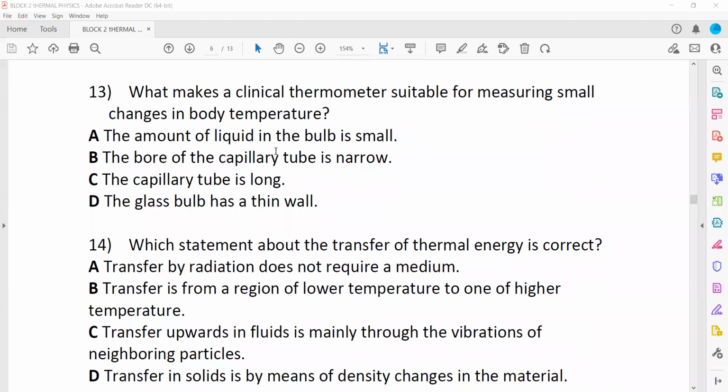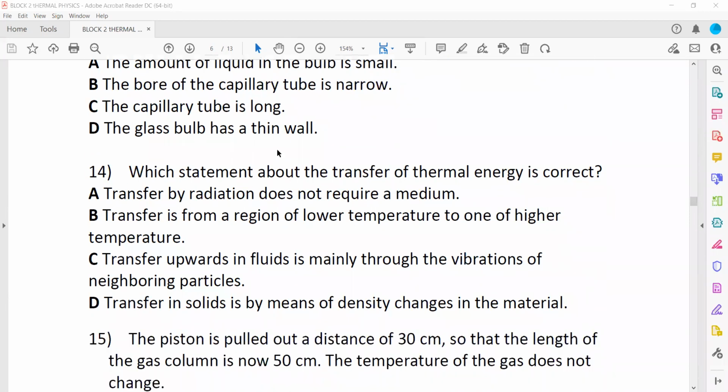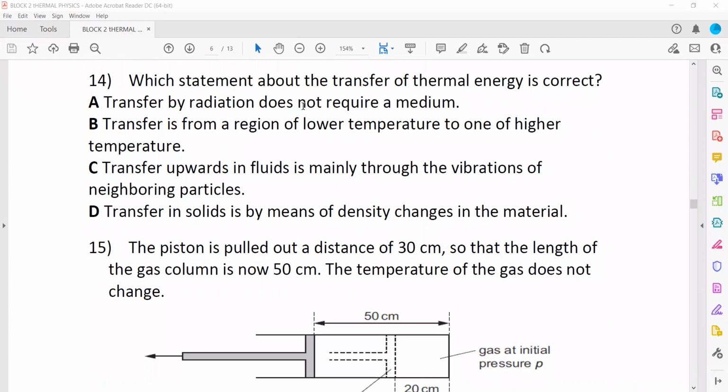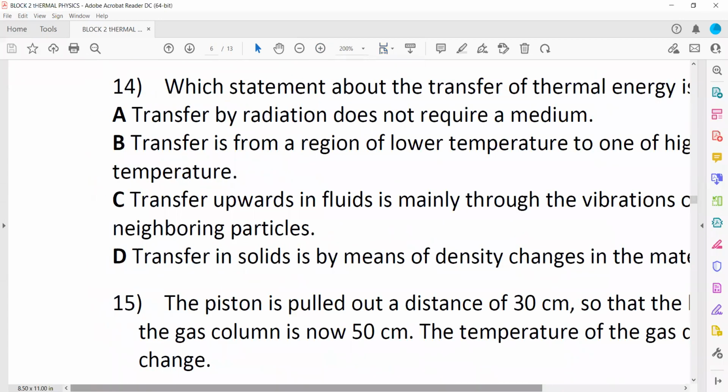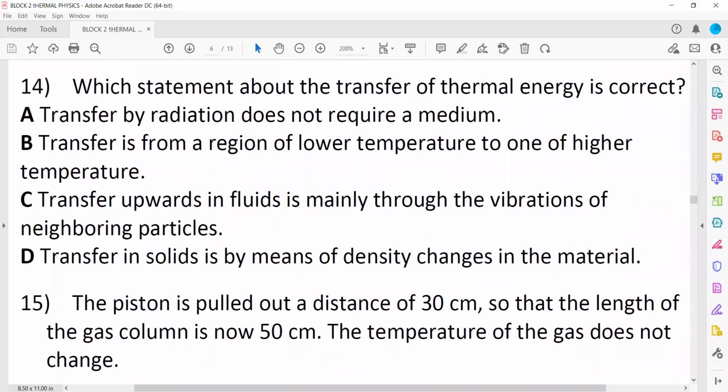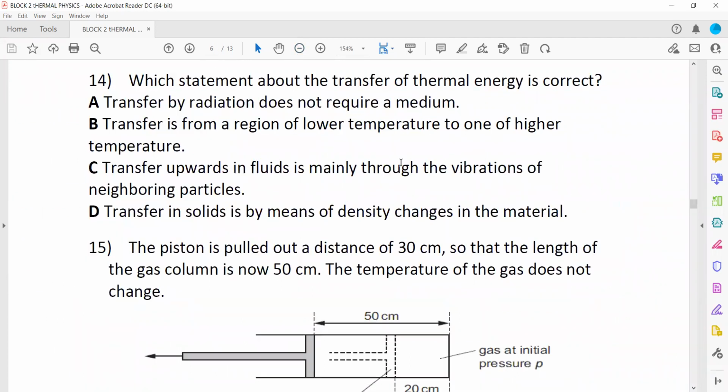Because a clinical thermometer can record a small change in temperature of a human body, as a result we want to make it sensitive. And how to make it sensitive is by decreasing the size of the capillary; a thinner capillary makes it more sensitive. Then, which statement about the transfer of thermal energy is correct?